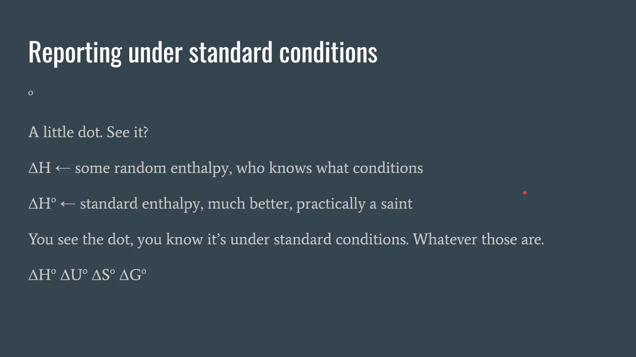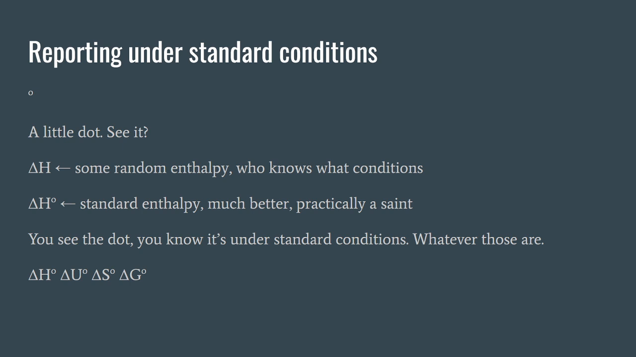But we report things as being at standard conditions, and we pay attention to that. We note it with the little dot. So you'll see a superscripted dot. Delta H without the dot means enthalpy under some conditions. Who knows what? You'll have to be told. But delta H with the dot means standard enthalpy. It's much better. And that means that enthalpy is being reported at standard conditions.